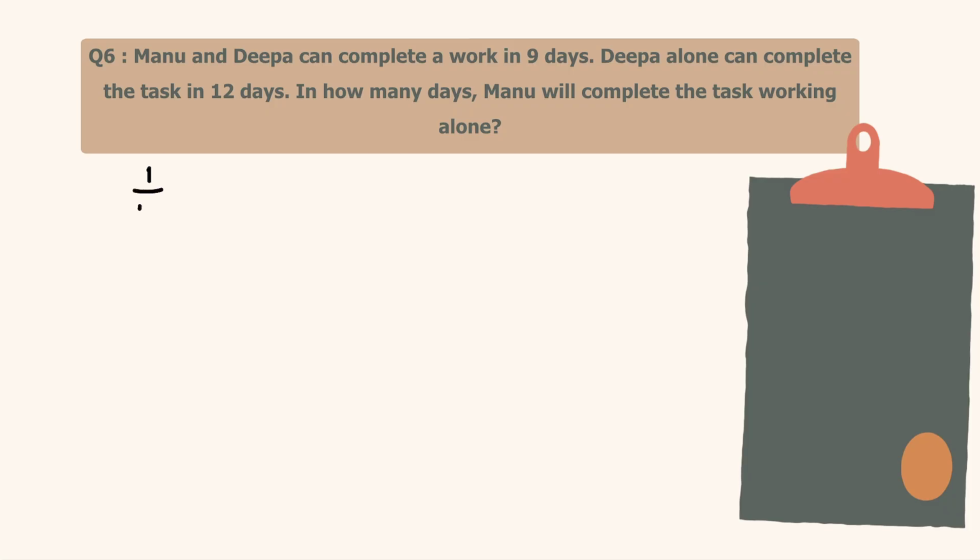So Manu and Deepa together will do 1 by 9 work in a day, right? Deepa alone completes the task in 12 days. Okay, thank you. So we can put this value in this one and we will get Manu, 1 by m. I think that is what they have asked.